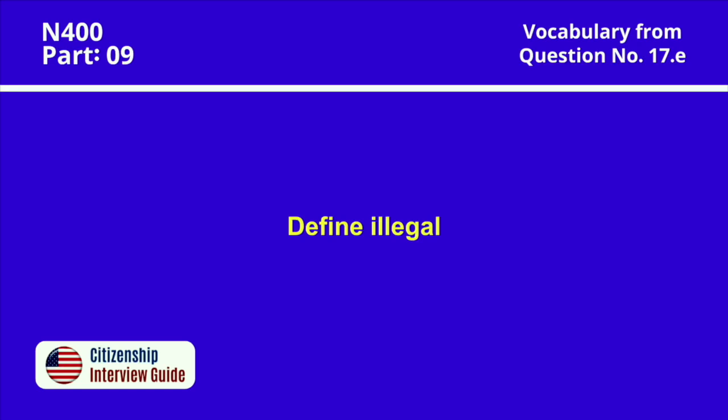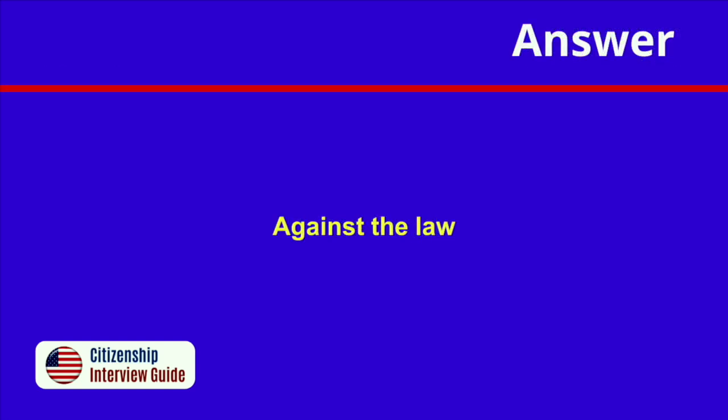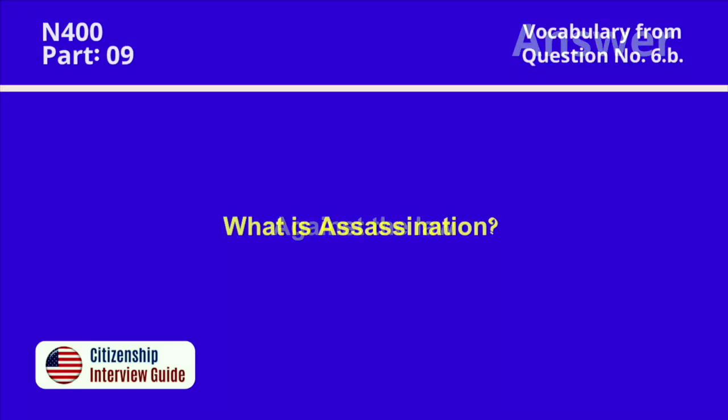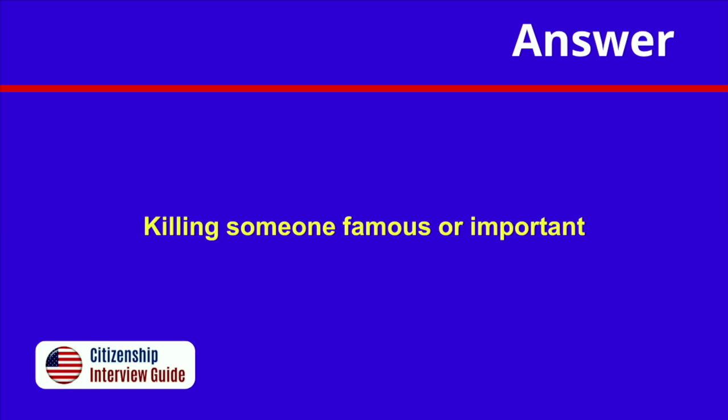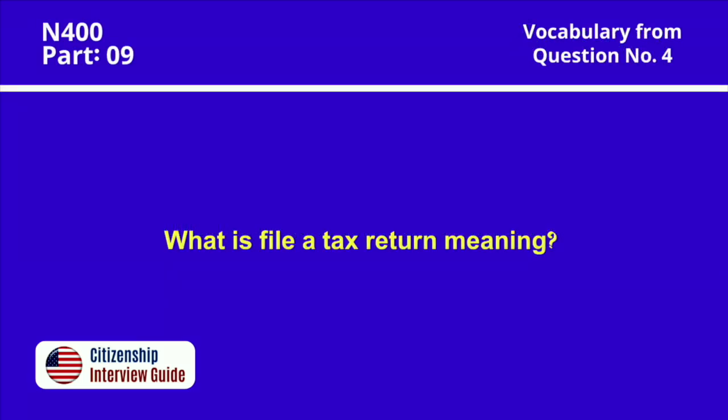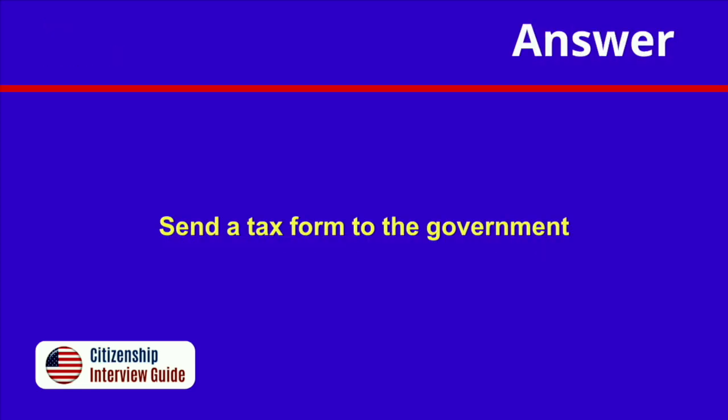Define illegal. Against the law. What is assassination? Killing someone famous or important. What does file a tax return meaning? Send a tax form to the government.